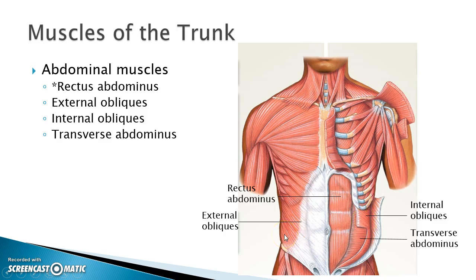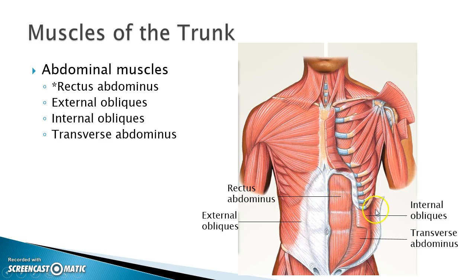So the most external or most superficial muscle that we have in the abdomen are the external obliques. And you notice that the fibers are running from the ribs down toward the pubic symphysis. So that's the direction of the external obliques. The internal obliques actually run in the opposite direction. They're going to run from the middle here down towards the hip. So remember that oblique means at an angle.